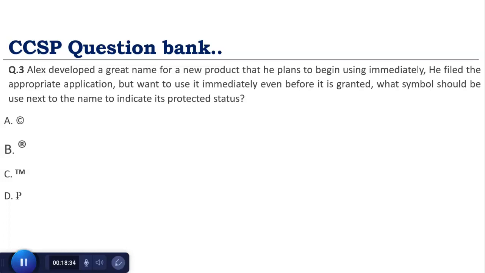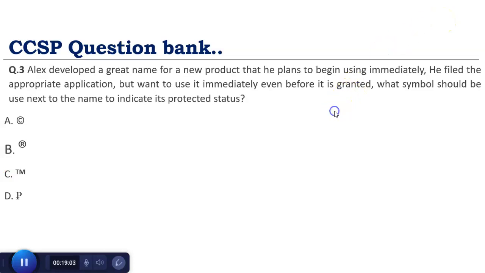So we have seen that TM is a symbol, so definitely @C is a copyright symbol which is out. P is not a symbol. Maybe people think that patent has a P symbol. It is not there. There is no symbol like this. We have options like TM and @R. So TM is only you can use when it is granted to you. So TM is not a right answer for this. So the only option left is R, which is the right answer.